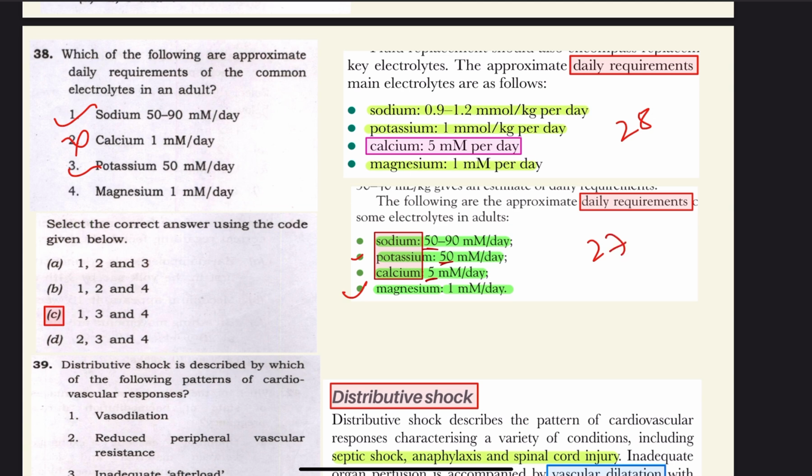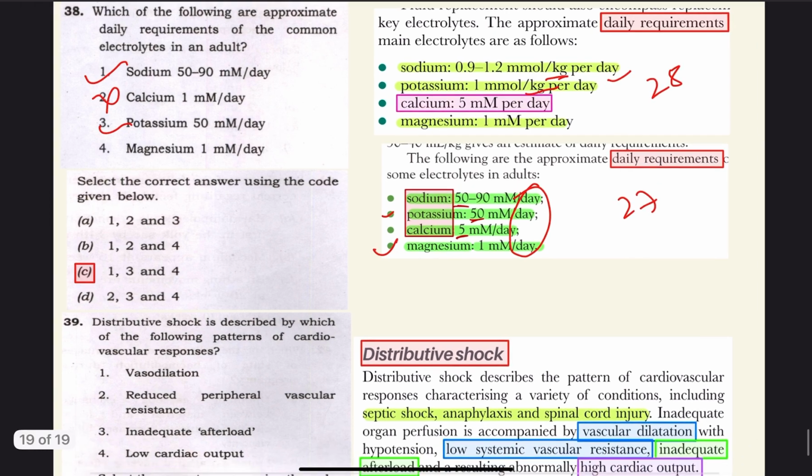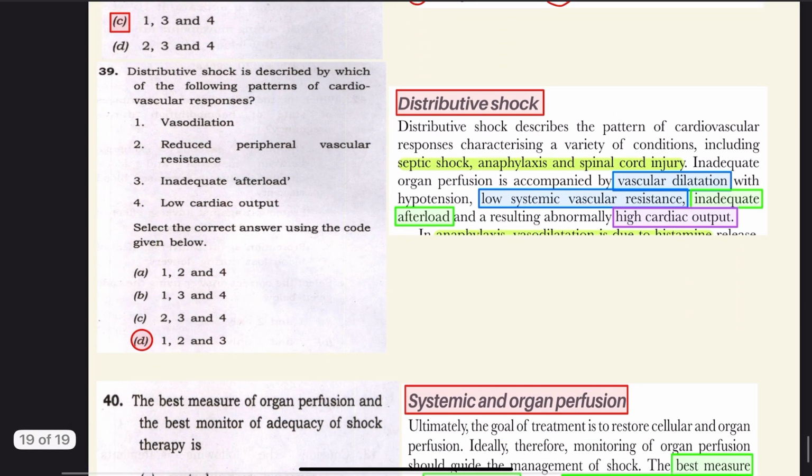In the 28th edition, the sodium is given per kg. Earlier, all were in days. Do not confuse, but this is per kg sodium and potassium. So potassium is 1 millimole per kg, but when you take it per day it is 50. So sodium is 0.9 to 1.2 millimole per kg per day. Okay, next is 39.